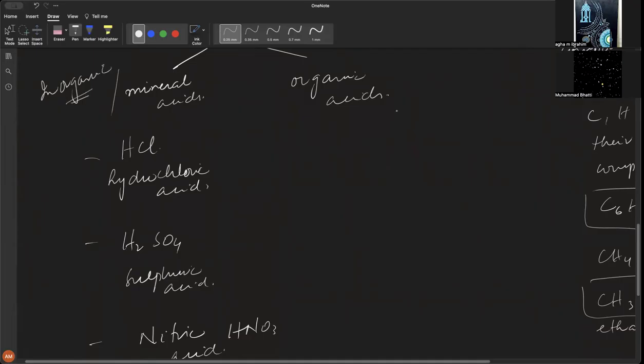Organic acids, on the other hand. Mineral acids are considered strong acids, very strong acids. Organic acids are generally weak acids. We'll discuss what weak and strong mean. This is another distinction of acids, like mineral and organic, another two types of acids.